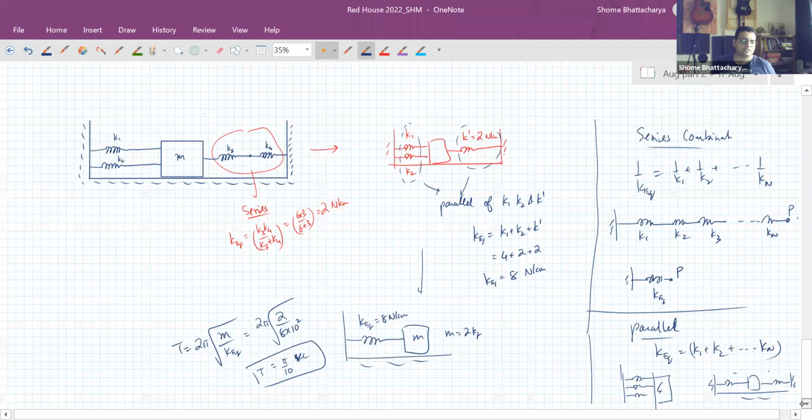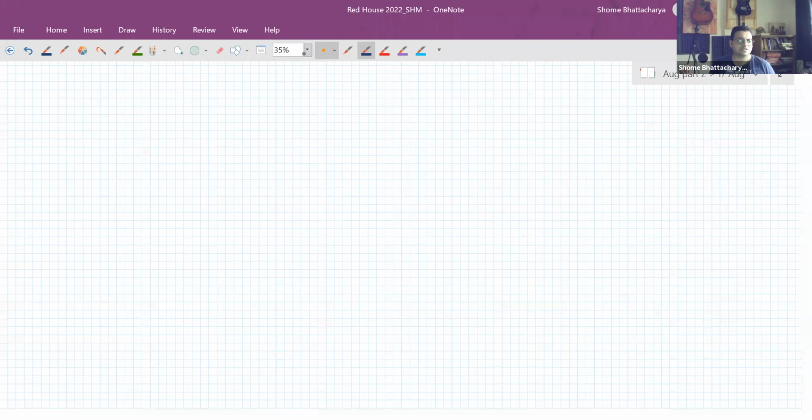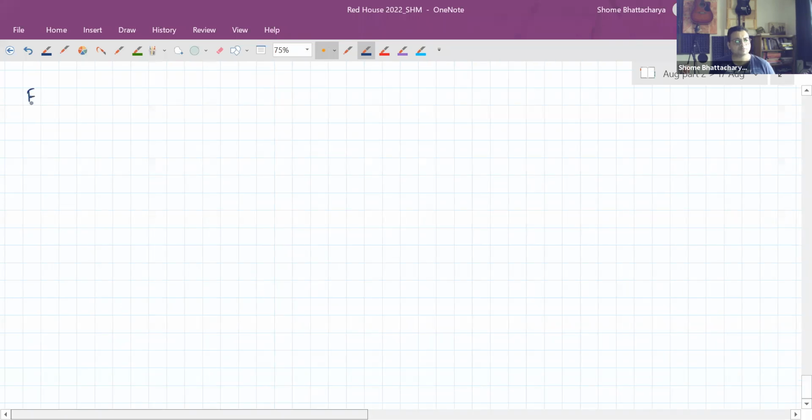Now the next type of question we'll see is slightly more tricky than this, where there's a combination of springs which is neither in series nor in parallel, and we have to work out some kind of constraint relation.